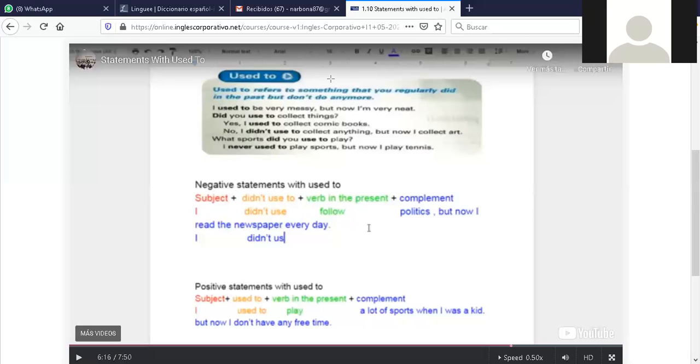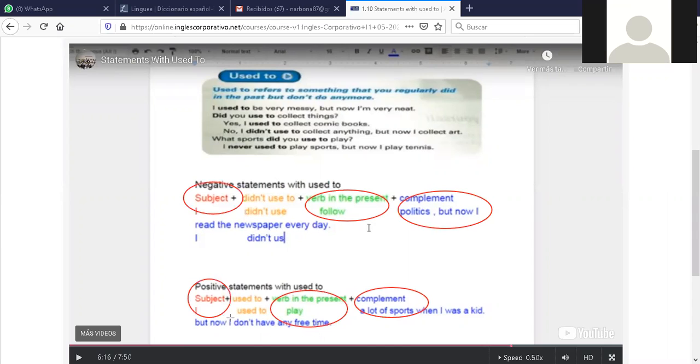El used to is yo solía hacer tal cosa. Yo solía nadar, yo solía correr, yo solía ir al gimnasio. Luego la rodilla, ¿vea? Ya no más. Now, didn't used to es que usted no solía hacer nada de eso. No lo hacían. Now, grammatically, there's a difference. Complement. Tenemos lo mismo, ¿verdad? Yes. Verb in the present. Lo mismo. Subject. So, si ustedes se fijan, todo es lo mismo, excepto esto.